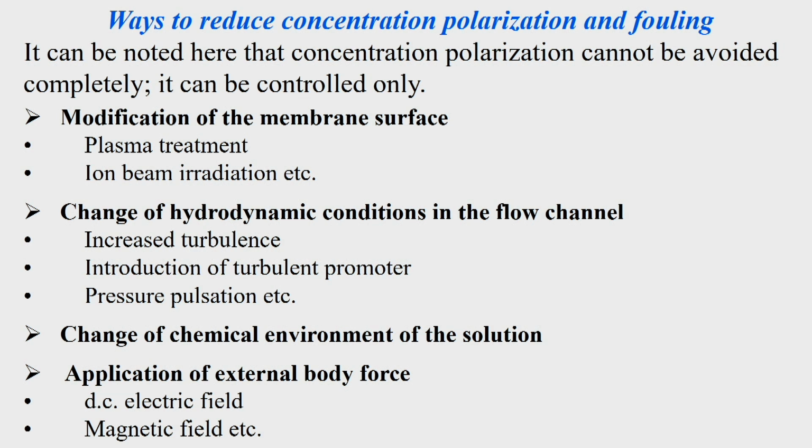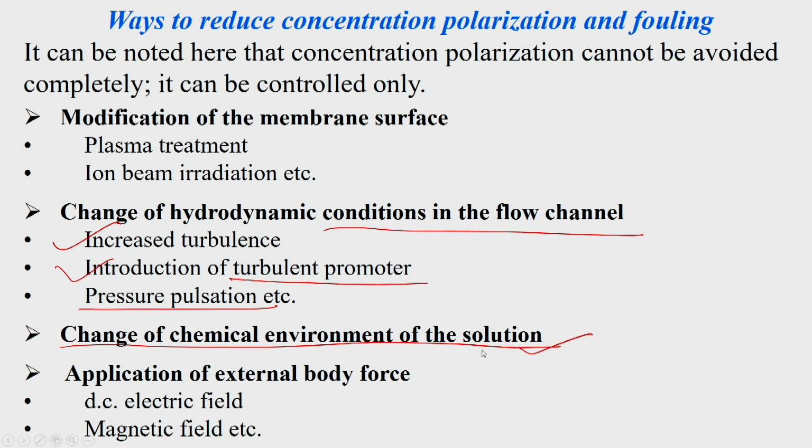So, ways to reduce the concentration polarization and fouling. It can be noted here that the concentration polarization cannot be avoided completely, but it can be controlled only. There are many steps, like modification of the membrane surface using plasma treatment or ion beam irradiation, and change in the hydrodynamic conditions in the flow channel like increased turbulence, introduction of turbulence promoters or wires, pressure pulsation in the pumping system, and change in the chemical environment of the solution, then application of external body force like DC electric power supply, then magnetic field, etc.